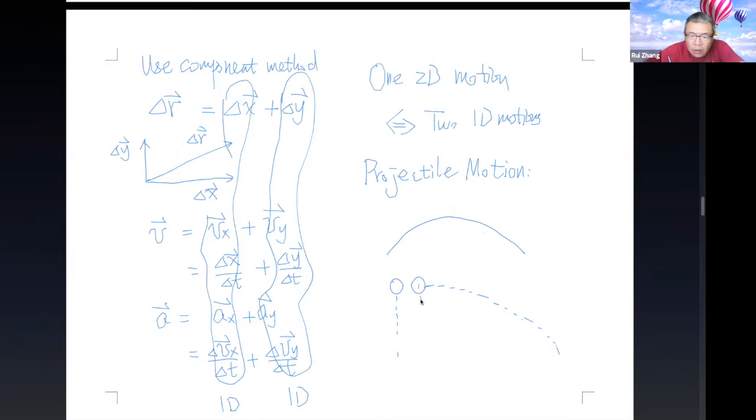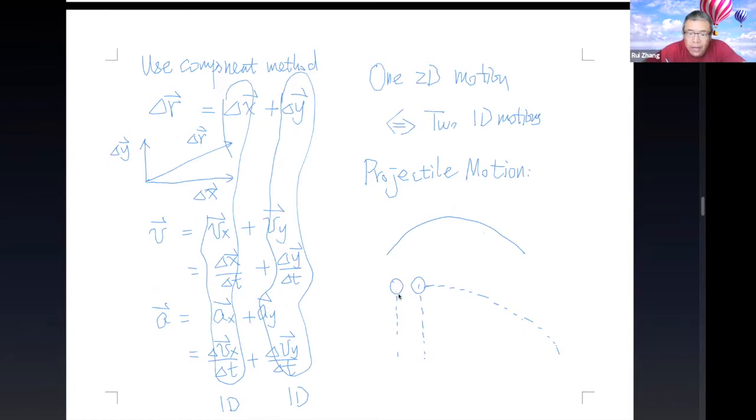Along the vertical direction, it looks like nothing but free fall. You agree? It's in the air by itself, there's nothing touching it. Although the whole motion is like this, along the vertical direction it does exactly the same thing as free fall, based on the component method, because these two components are totally independent from each other.